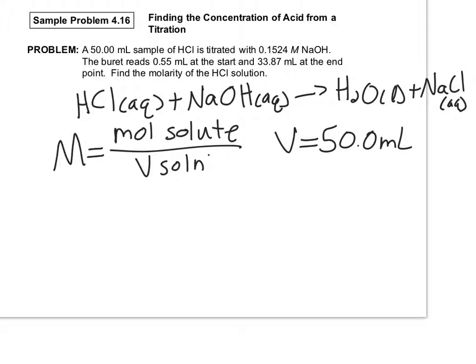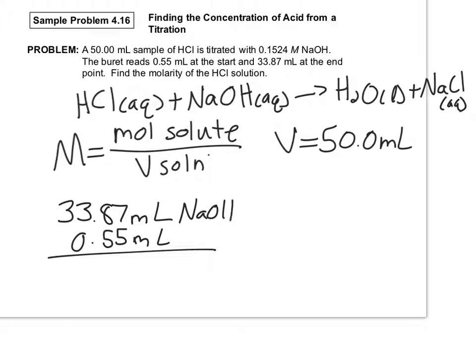I've got a balanced equation that will relate sodium hydroxide to HCl. They're a 1-to-1 molar ratio. And I can figure out the volume of the sodium hydroxide that I used. The burette read 33.87 at the end of the titration, and it started out at 0.55 milliliters. So if I just take the difference between those two, I get my volume of sodium hydroxide that I used. That's going to be 33.32 milliliters of sodium hydroxide.